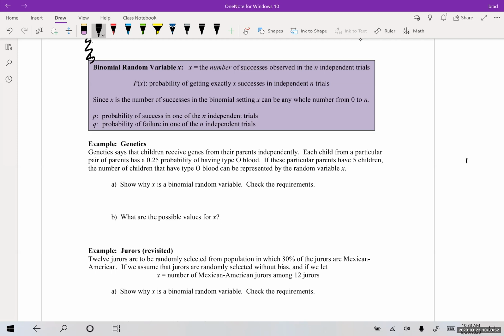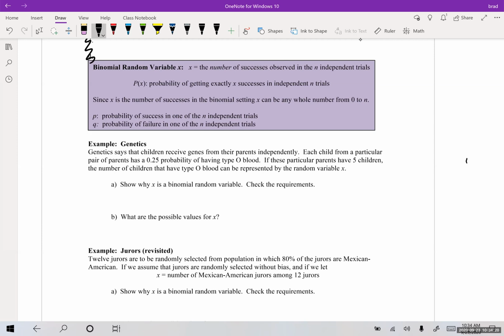So I think also in the jury question we did, either the juror was Mexican-American, or they weren't. So that's binomial. There was a fixed number of trials, 12, right? You had 80% for success and 20% for failure. So we basically had everything we need. And it was independent because they didn't tell us the size of the population. So we treated it as independent because it was very large. We're assuming it was large.